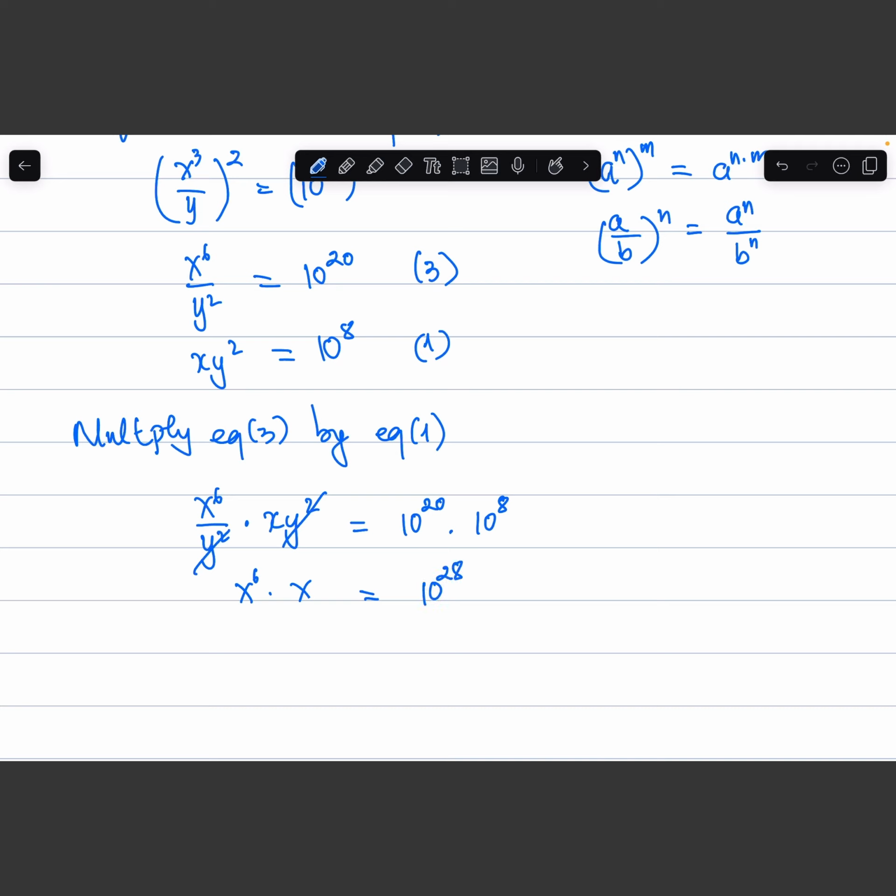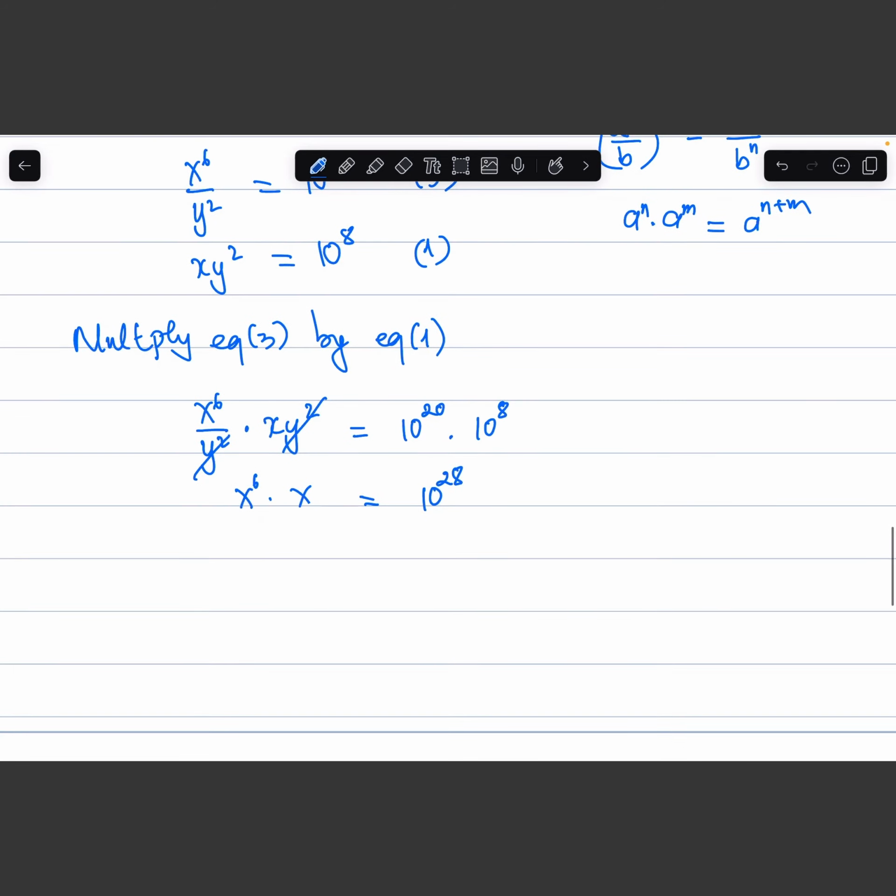This is because if we have a to the power n times a to the power m, then we would have a to the power the sum of n and m. So on the left side we have x to the power, the same rule. This is power 1, so we get 6 plus 1 is 7, and then 10 to the power 28. I want to rewrite the right side as 10 to the power 4, to the power 7.